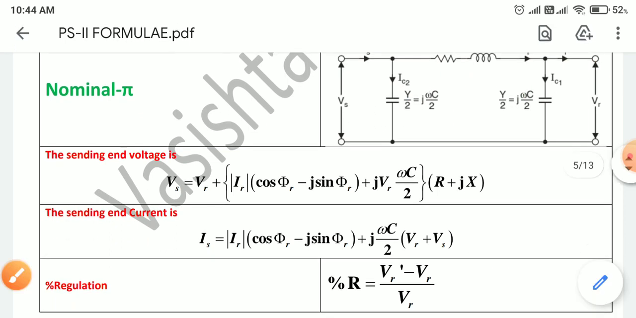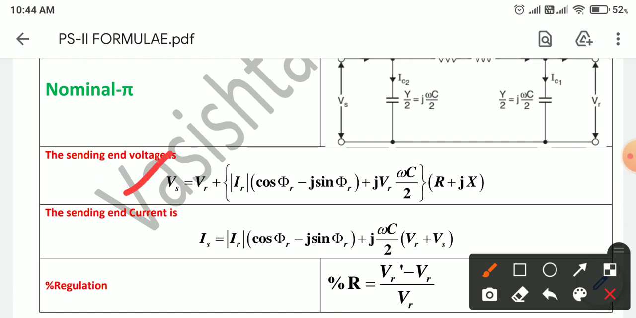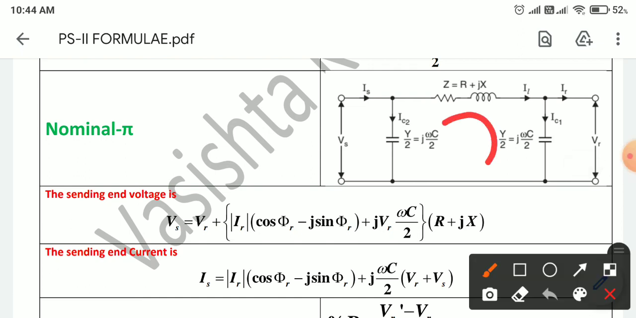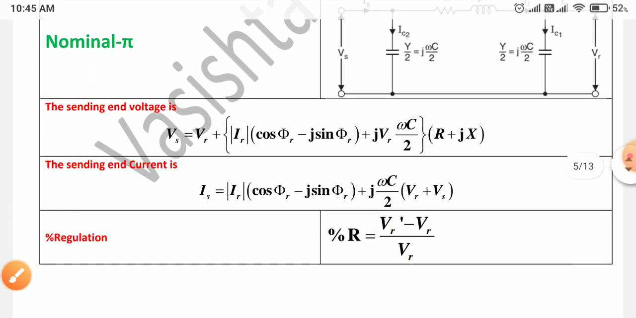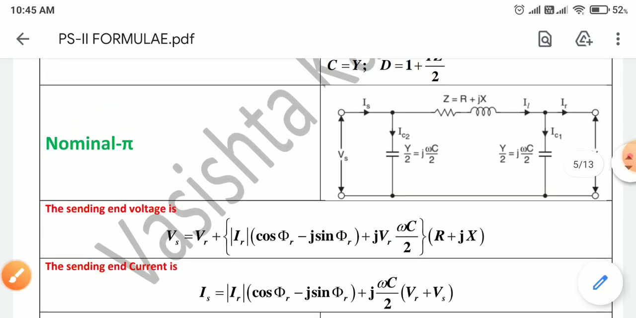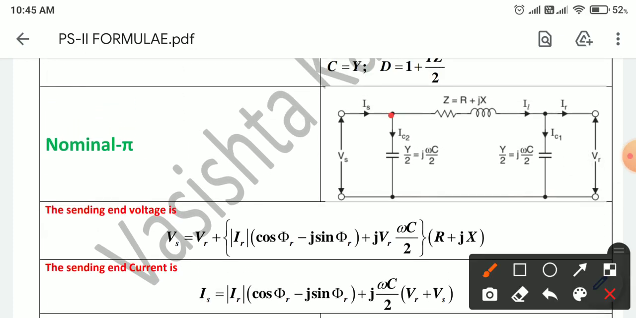Here the sending end voltage is given by this formula: Vs is equal to VR plus IR into (cos phi r minus j sin phi r) plus j into VR omega C by 2 into (R plus jx). By applying KVL in this loop we get the sending end voltage. Next, the sending end current can be given by this formula: Is is equal to IR into (cos phi r plus j sin phi r) plus j omega C by 2 into (VR plus Vs). Here, applying KCL at this node, we get the Is value after putting in the values of IC2 and IL.